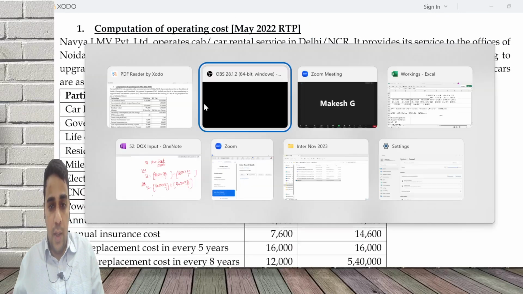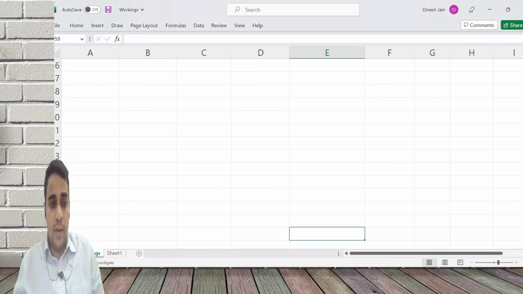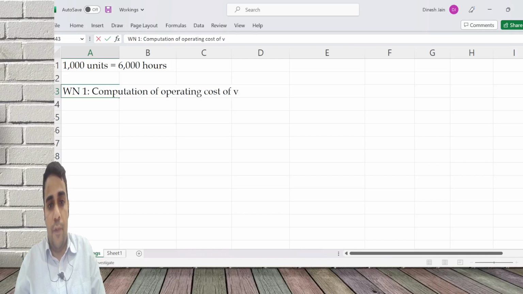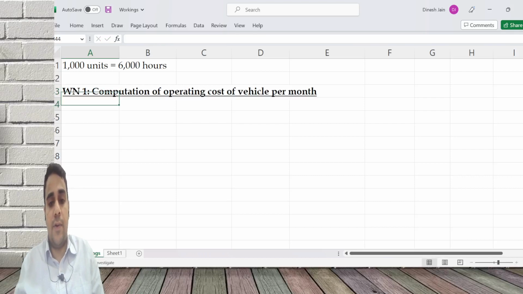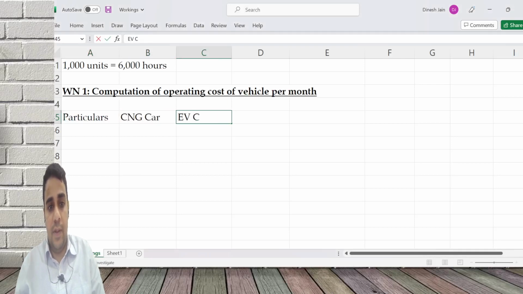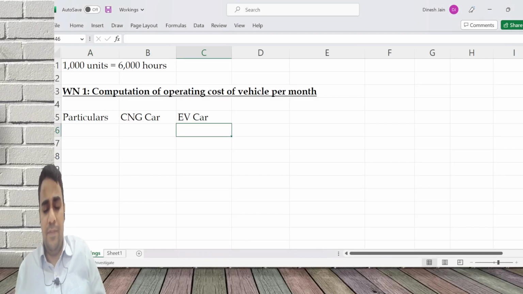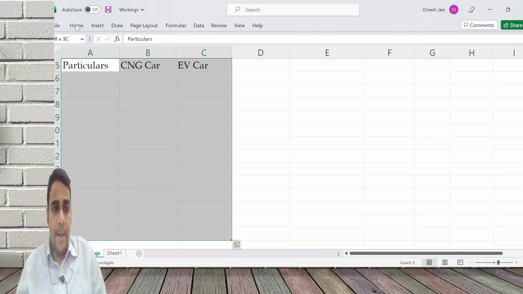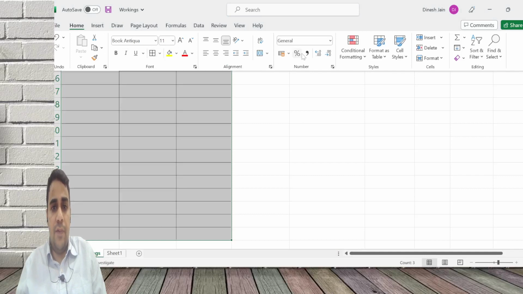Let's start. Working note 1, computation of operating cost of vehicle per month. Particulars: CNG car, EV car. Per month calculation we have to do. Question is very clear.